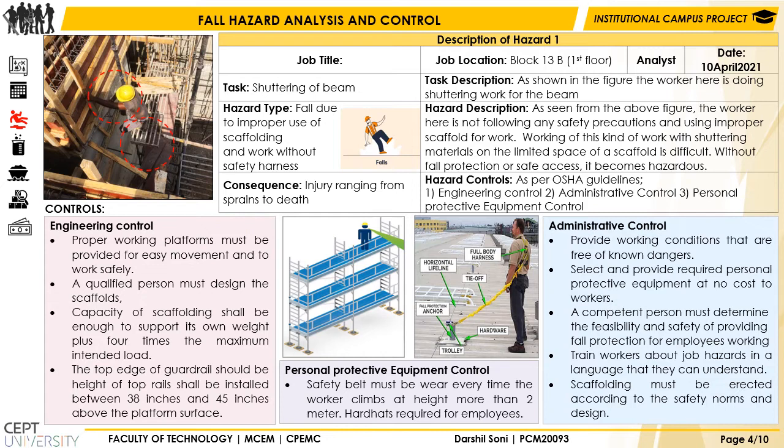The major controls for this hazard as per the OSHA guidelines are engineering controls, administrative controls, and PPE controls. For example, the capacity must be 4 times the maximum intended load on it. The scaffold should be designed properly by a skilled person. Train workers about job hazards in a language they understand, and a proper PPE kit should be given to the laborers.